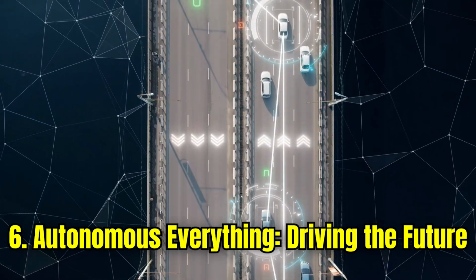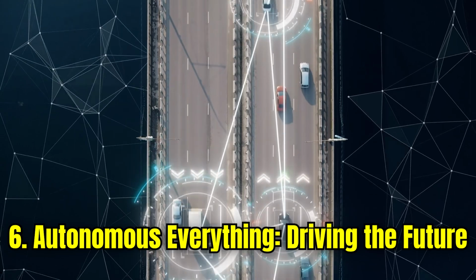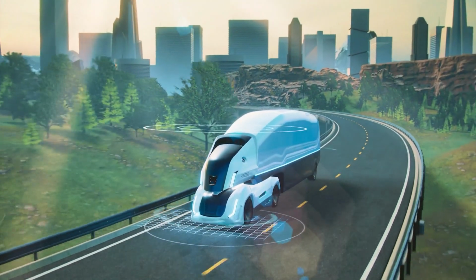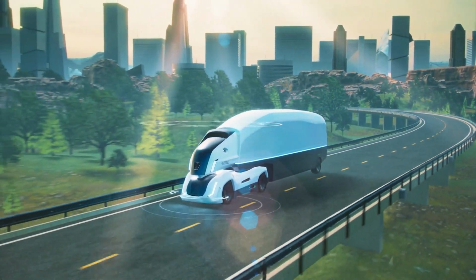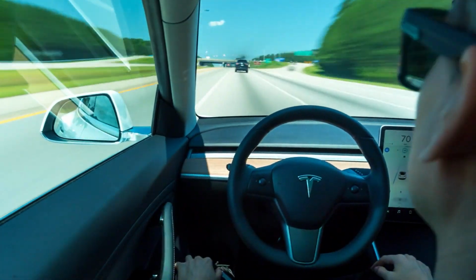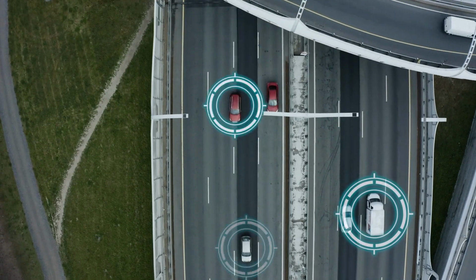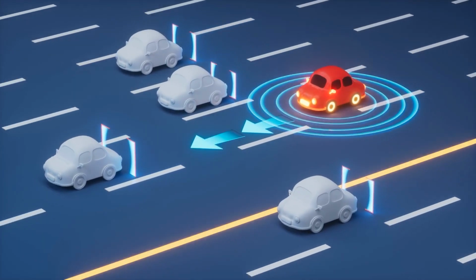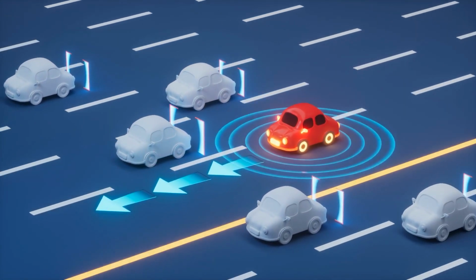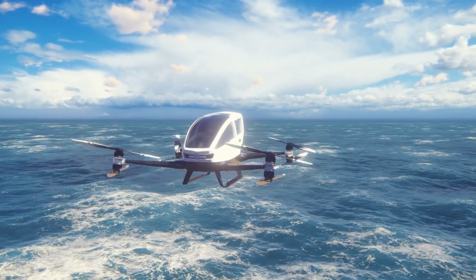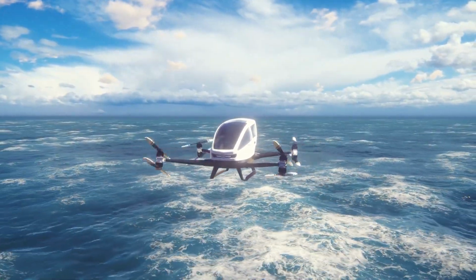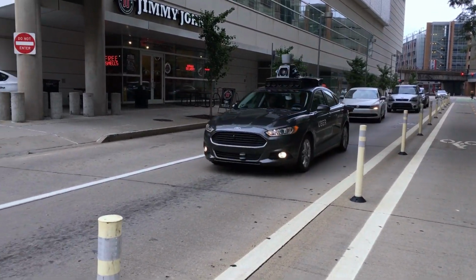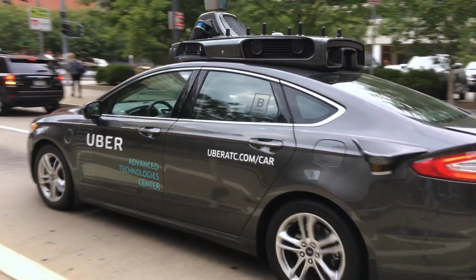6. Autonomous everything, driving the future. The era of autonomous vehicles has shifted from a distant dream to a tangible reality, and 6G technology is set to play a pivotal role in making this transition seamless. The ultra-low latency provided by 6G will be the linchpin, ensuring split-second decision-making for self-driving cars, drones, and other autonomous systems. This technological advancement heralds a new era in transportation and logistics, where the reliability and speed of communication facilitated by 6G are instrumental in enhancing the safety and efficiency of autonomous vehicles. As a result, the vision of a future where vehicles navigate with precision and responsiveness becomes increasingly achievable.